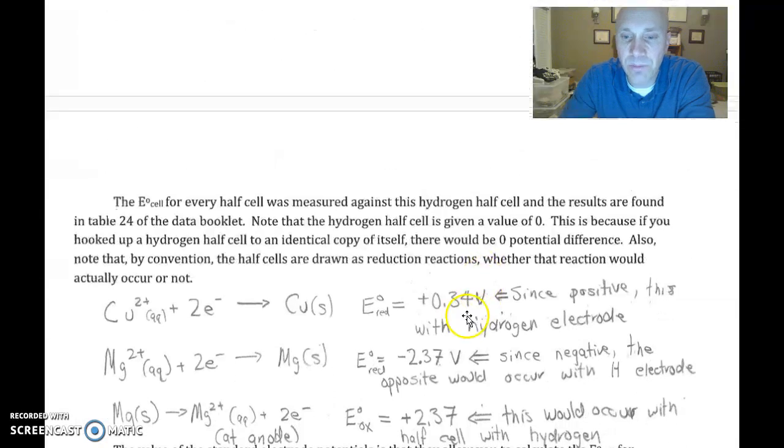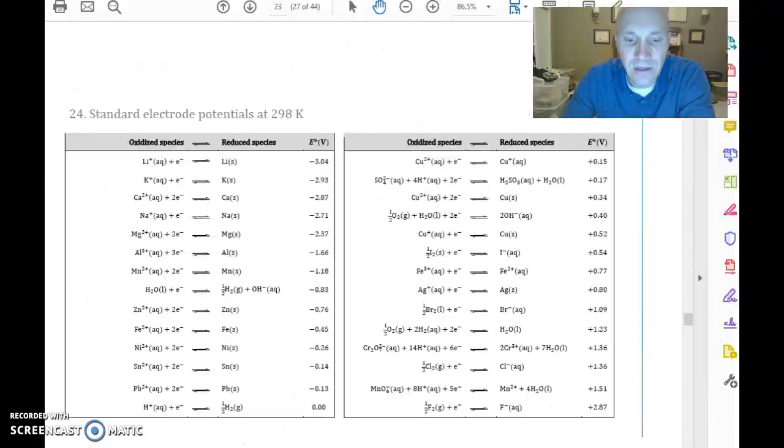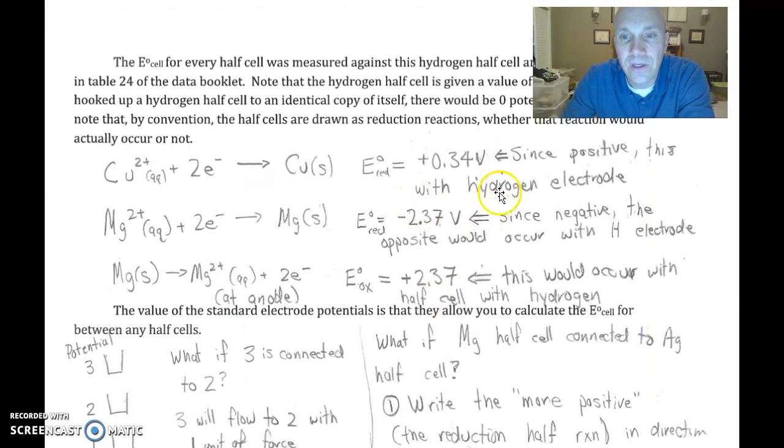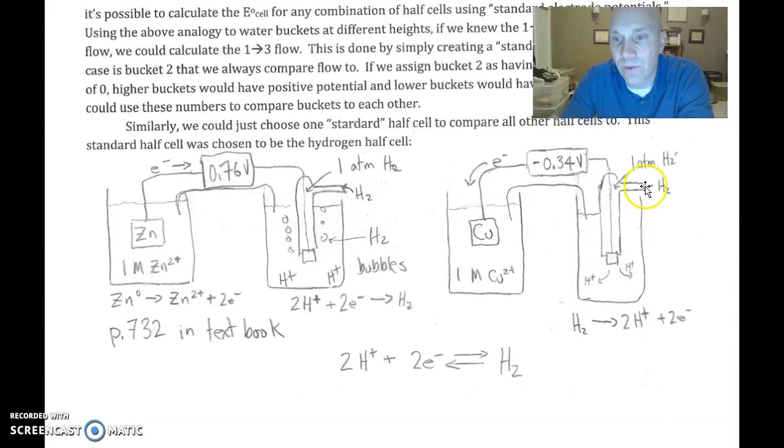So that's what the positive value means: if you see positive values here, it means that if you hooked it up to a hydrogen electrode, this reaction right here would occur exactly as written. It would occur as a reduction. Since the copper here is being reduced, in the reaction that it's reacting with, it has to be the hydrogen molecules that are being oxidized.